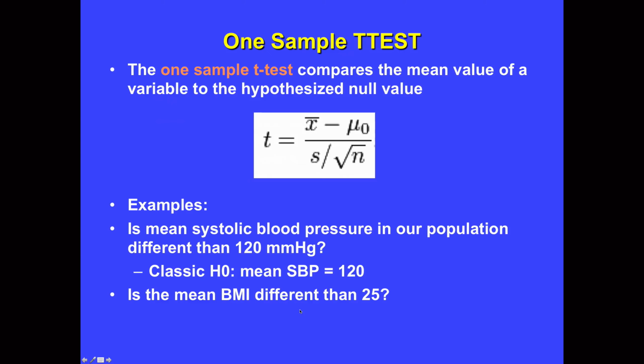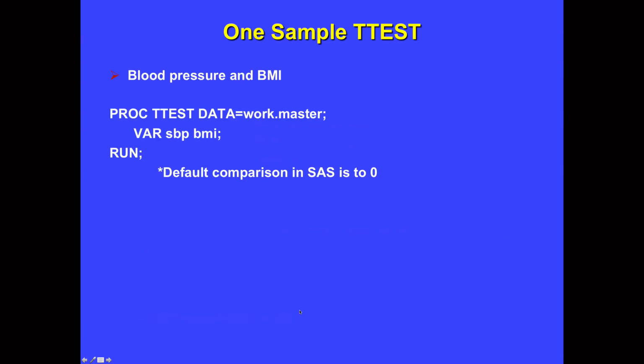Similarly, we could think about mean BMI and hypothesize whether or not mean BMI is equal to 25 or different than 25. And this is an example of the t-test procedure that will perform one-sample t-tests.